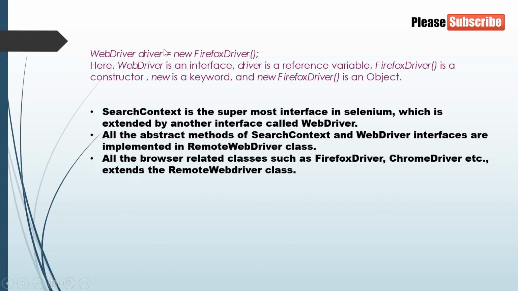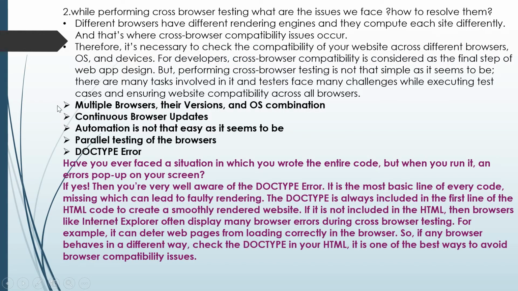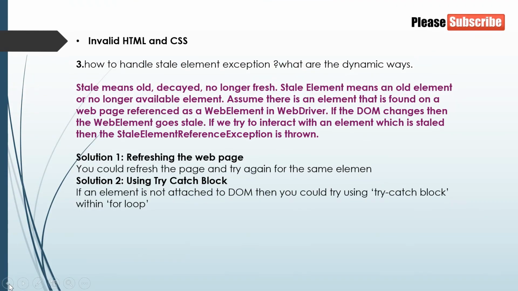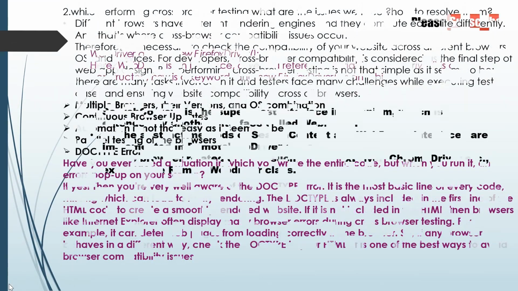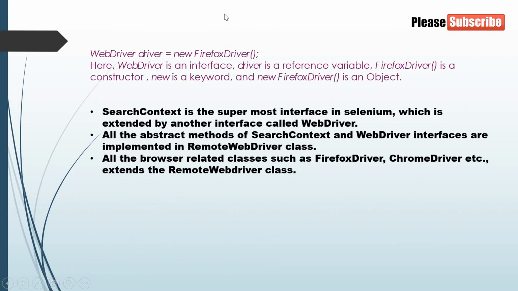Let's see why we are using this statement. I'll just write here. So, why can't we use WebDriver driver equals new WebDriver? We cannot write code like this because we cannot create an object of an interface. WebDriver is an interface. So that's why we have come up with WebDriver driver equals new FirefoxDriver.